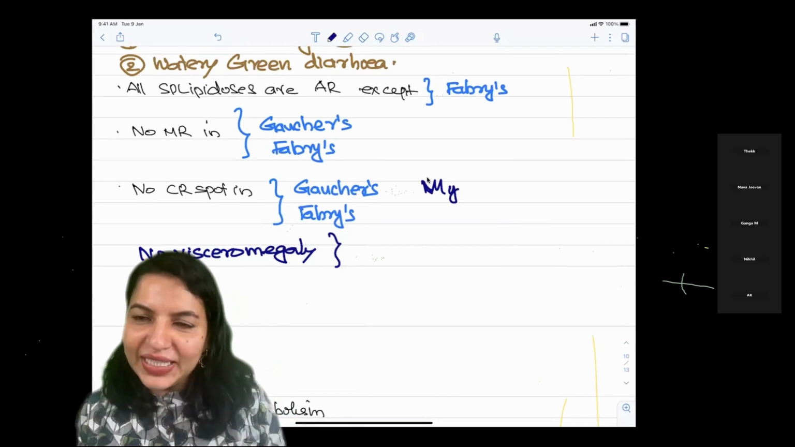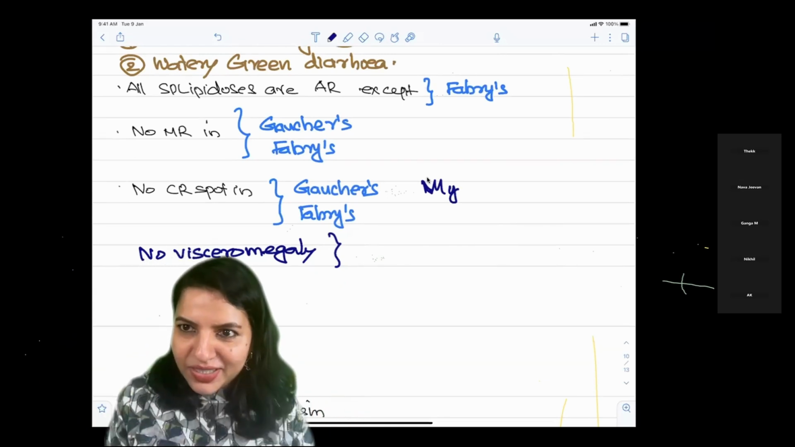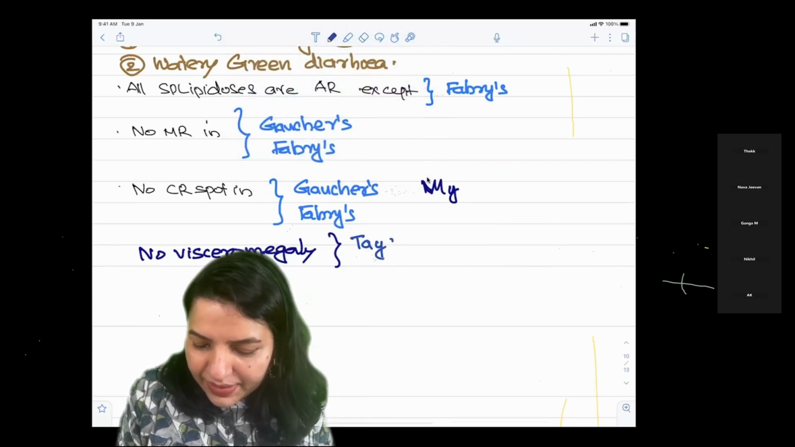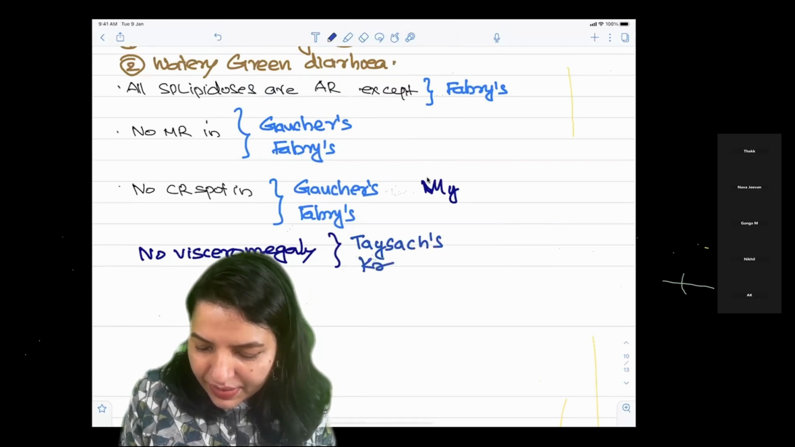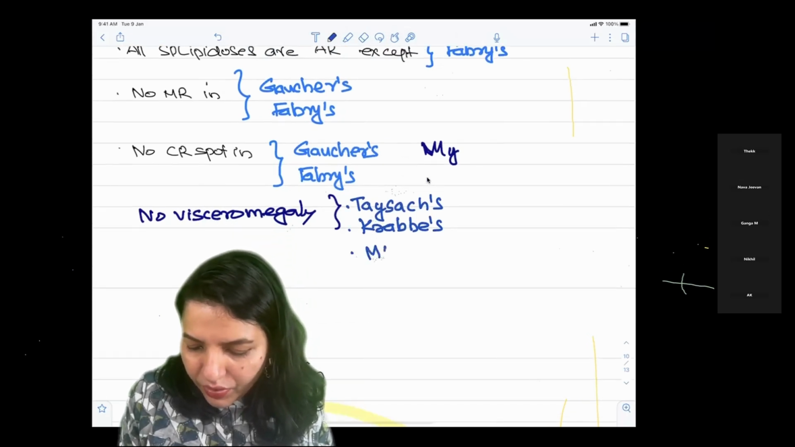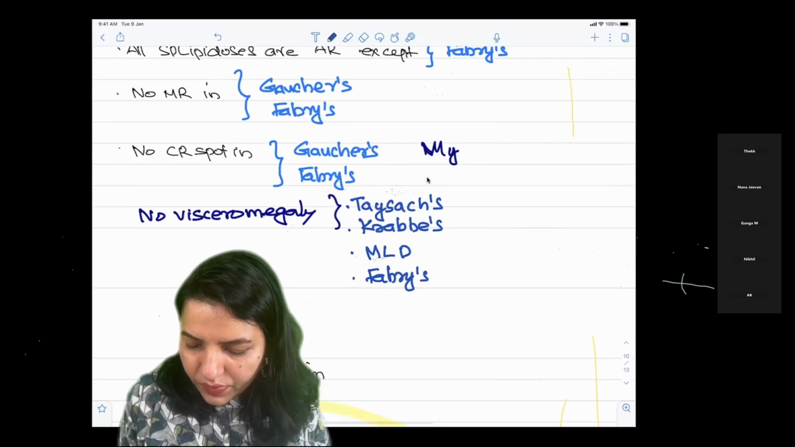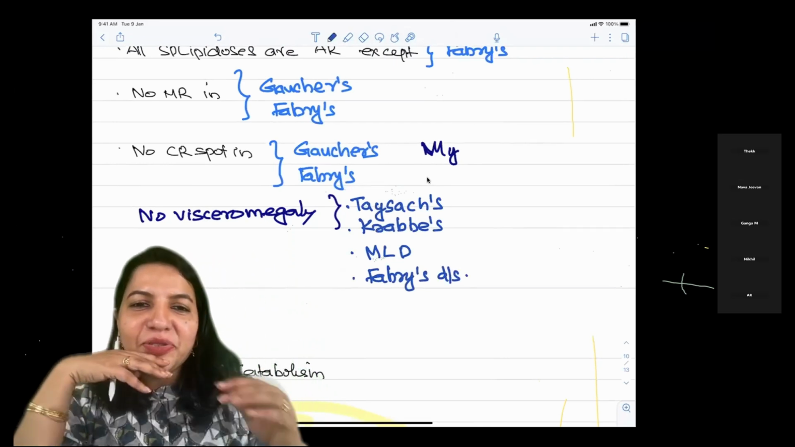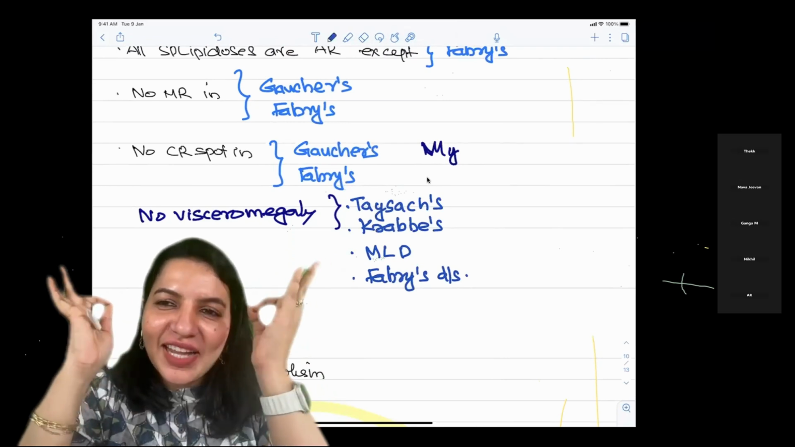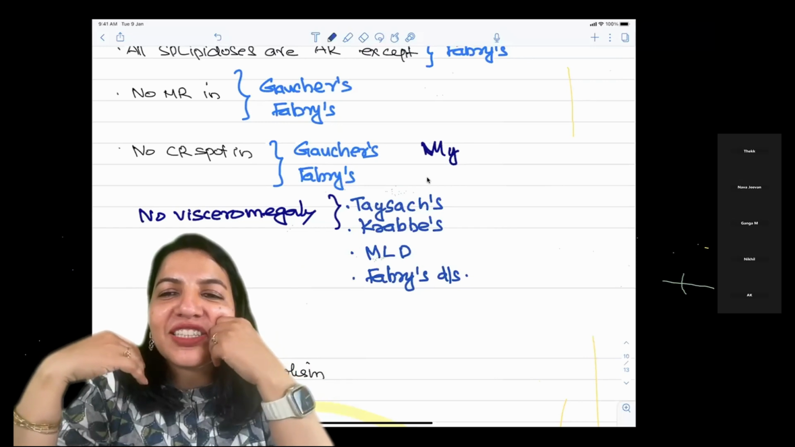Now, no visceromegaly. Let us see if anything else comes out of you. No visceromegaly. I'm going to list it out, okay? No visceromegaly: Tay-Sachs, Krabbe, metachromatic leukodystrophy, plus Fabry's also. Can anyone make something out of this? Ars 57, you are Django today. Also Christina. Good. And all the others who contributed. Great.